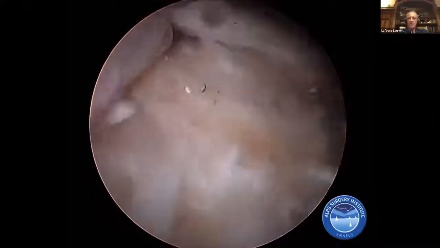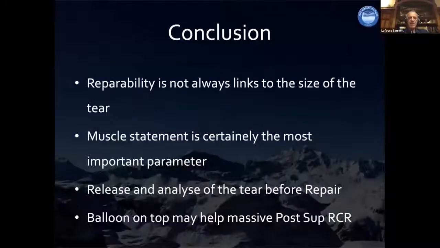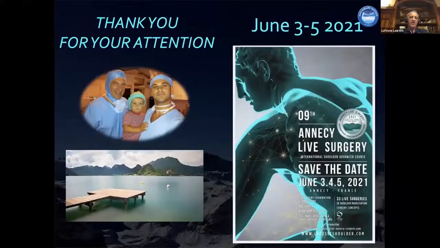And this is how to close the suture. So in conclusion, the repairability is not always linked to the size of the tear. The muscle status is certainly the most important parameter. Release and analysis of the tear before repair is the most important step, and very difficult to manage with swelling and excessive swelling. You must be very frank with your anesthesiologist in order to have good conditions for repair. Thank you for your attention.